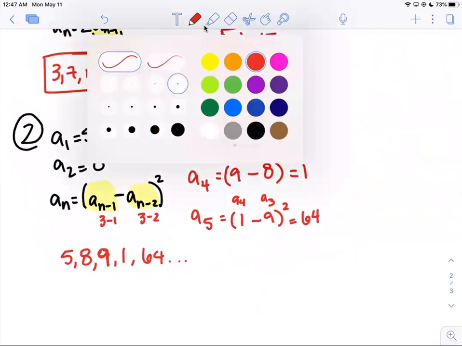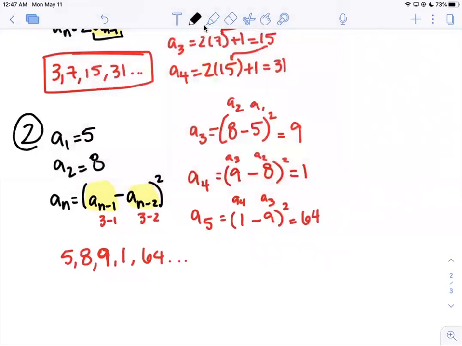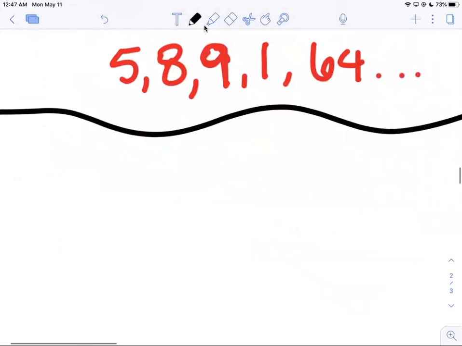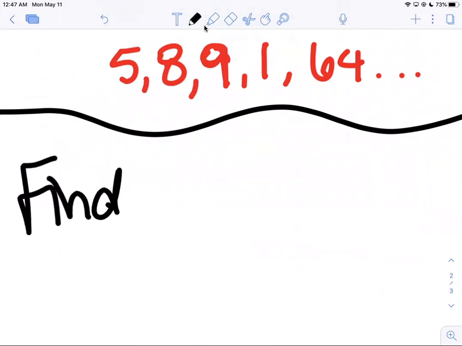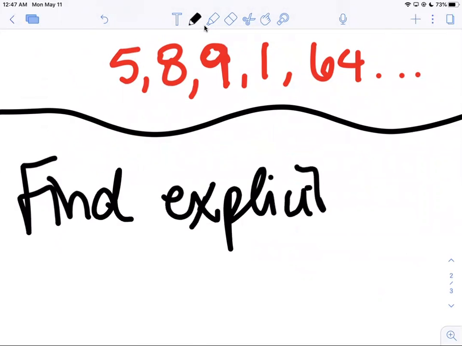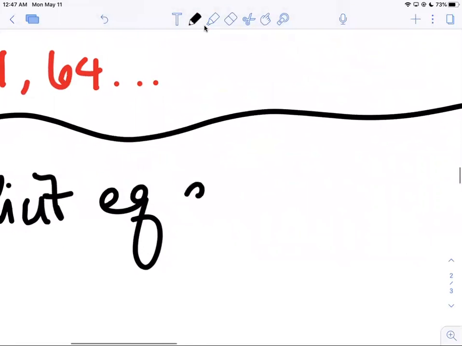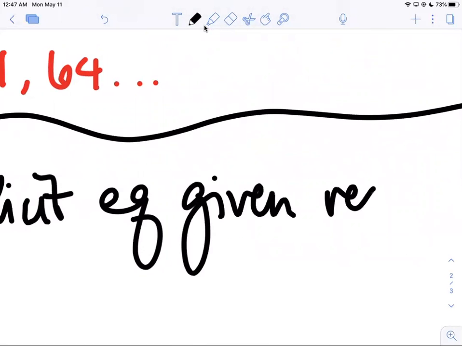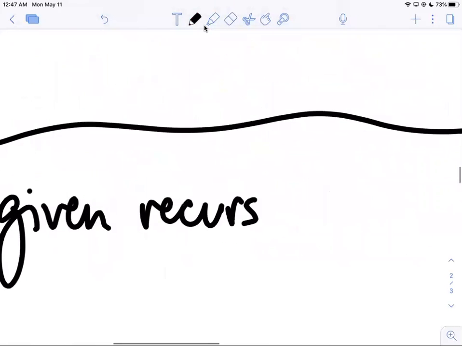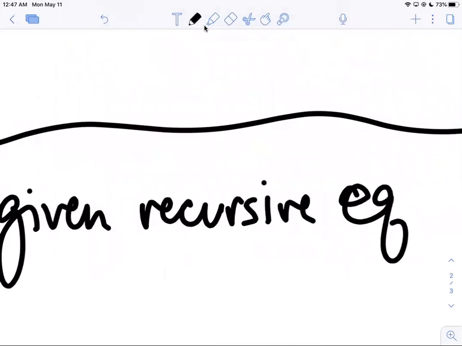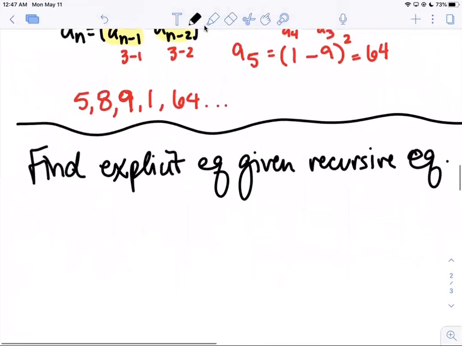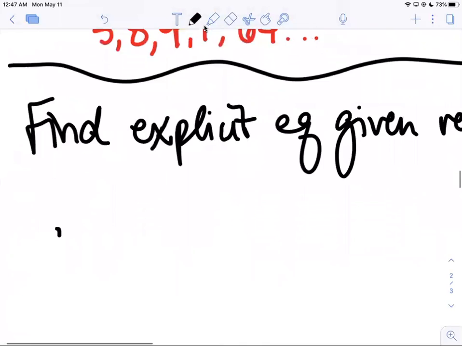All right, let's get a different kind of problem. So now we are going to find the explicit equation given the recursive equation. So these examples, we are going to find the explicit equation if we are given the recursive equation. All right, so let's see what that looks like.